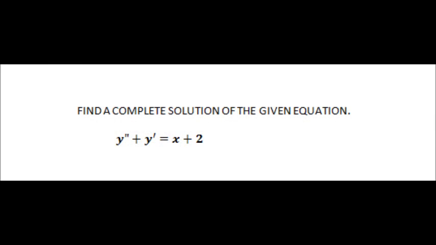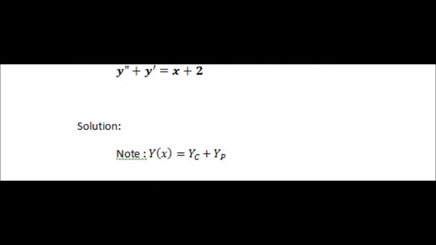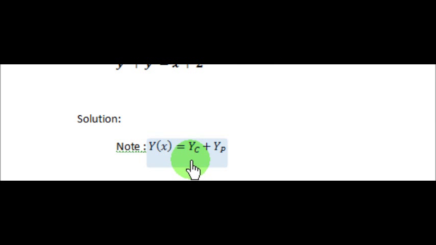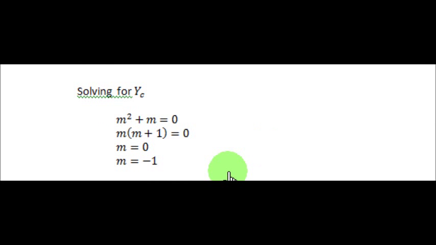And for our third example, again find a complete solution of the given equation: y double prime plus y prime equals x plus 2. We need to find the complementary solution and the particular solution to find the complete solution. So solving for yc, we have m squared plus m equals 0. This is the auxiliary or the characteristic equation.